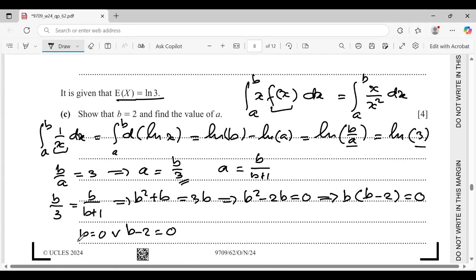So b equals 0 or b minus 2 equals 0. We do not use this one, we're using this one. So it means b equals 2. If b equals 2, substitute into this equation, so a equals 2/3. So this is b and this is a. A equals 2/3 and b equals 2.